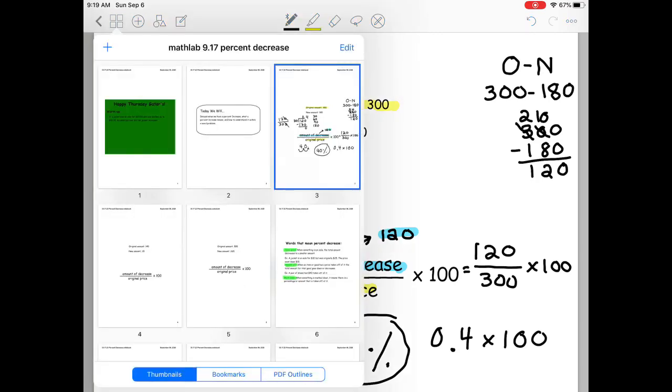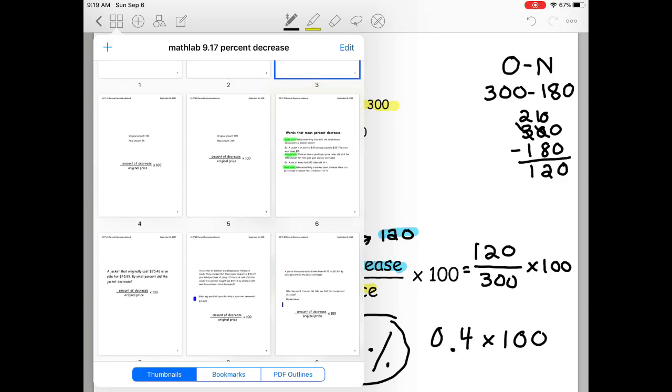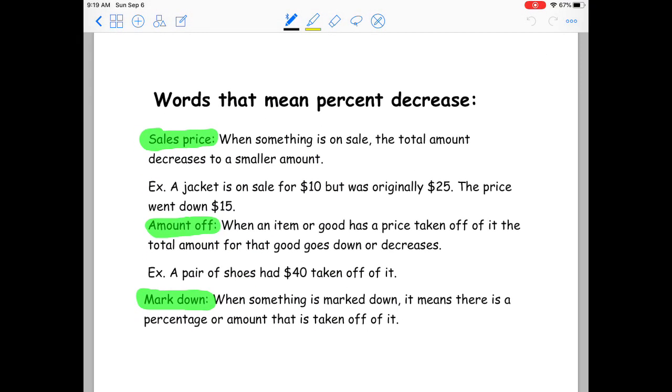So now that we know how to find percent decrease, let's go ahead and look at what the words mean. So words that mean percent decrease. You're going to see this in word problems, and it's not necessarily going to tell you this is a percent decrease. So you kind of have to find those key words that will tell you this.